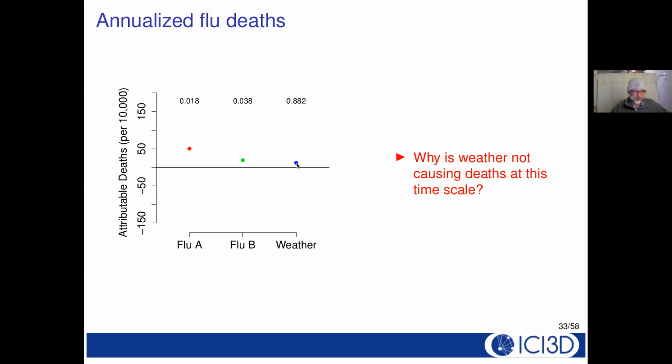And we said in the paper, in our discussion, well, why did we not find this effect that we suspected? Why is weather not causing deaths at the annualized timescale when we know that people die when the weather is colder? And we hypothesize that most of the people who die when the weather is colder would have died anyway inside a time window and therefore not affect the deaths at the timescale of a year.